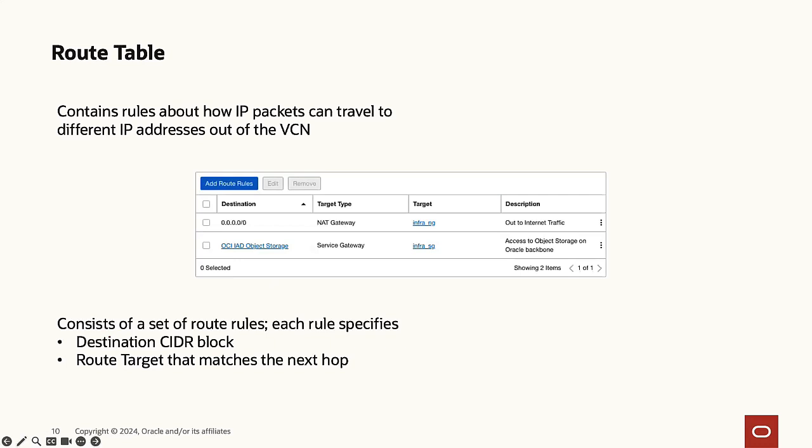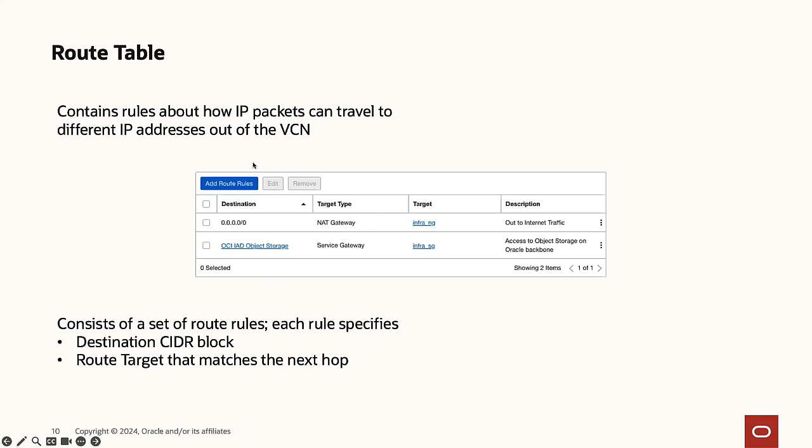If there are no route rules that match the network traffic you intend to route out of the VCN, the traffic would be dropped. Another important thing is that the route that's more specific is going to get priority. So it doesn't necessarily matter about the order. It's the route that's more specific that is going to take priority.